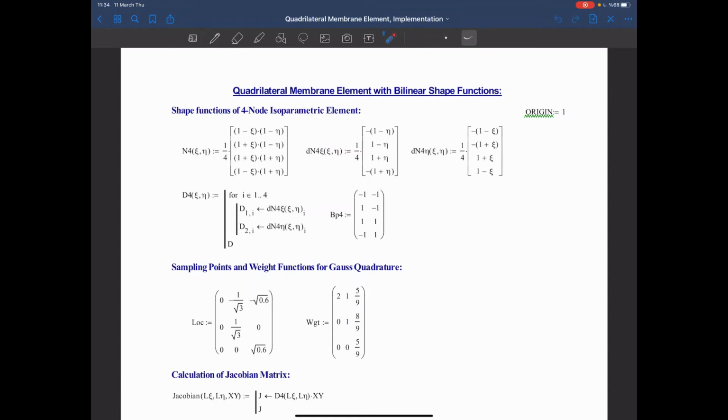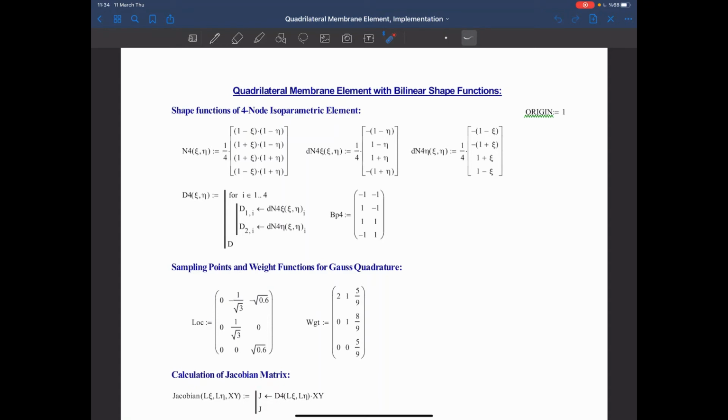Okay, now let's start talking about the implementation of the quadrilateral membrane element by using the bilinear shape functions. Now, this implementation also was done by using the MATCAD. Now, as we discussed before, we will be using the bilinear shape functions, and these are the equations of the bilinear shape functions, the 4 of them in the natural coordinate system.